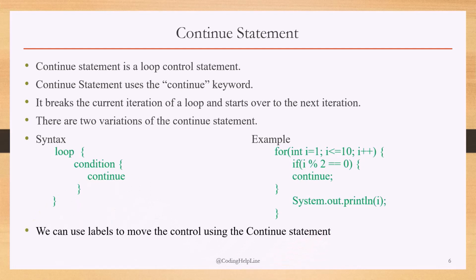So this is the second variation. In the second variation, we can use labels. Labels are ways we place a named location within the program with a colon, and we can move the execution to that particular label by using the continue statement.